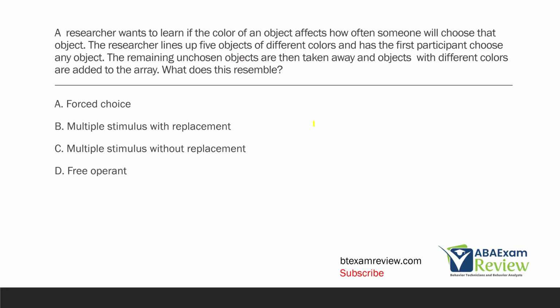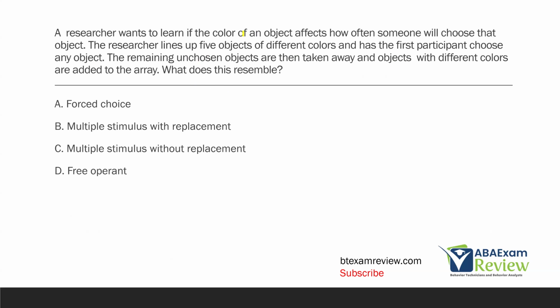A researcher wants to learn if the color of an object affects how often someone will choose that object. The researcher lines up 5 objects of different colors and has the first participant choose any object. The remaining unchosen objects are then taken away and objects with different colors are added to the array. What does this resemble?